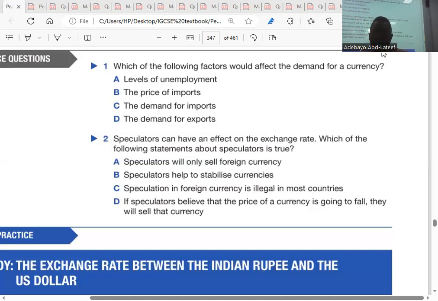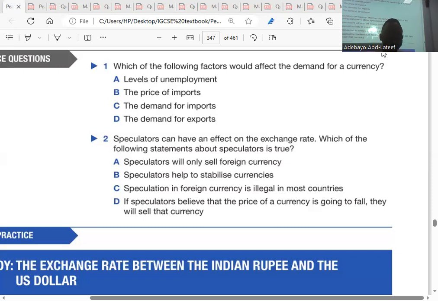Number two, B. They said speculators help to stabilize currencies. No, they make profit because currencies are not stable. They are not government. It's government that would want to stabilize prices. So it's not B. C. Speculation in foreign currency is illegal in most countries. No, it's allowed. I could choose to buy now. I could choose to sell now. Nobody's going to hold me. So it's not C.